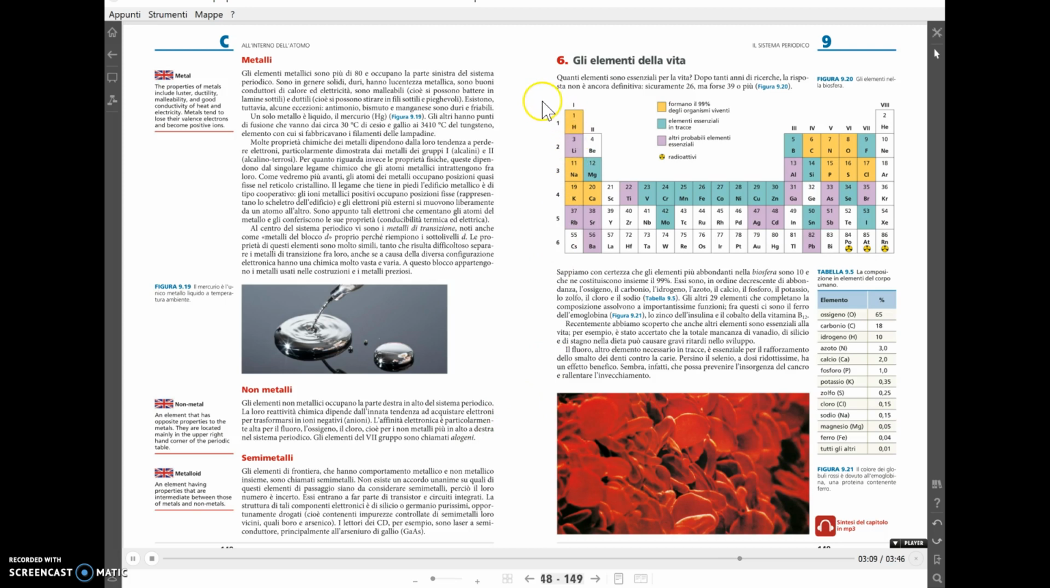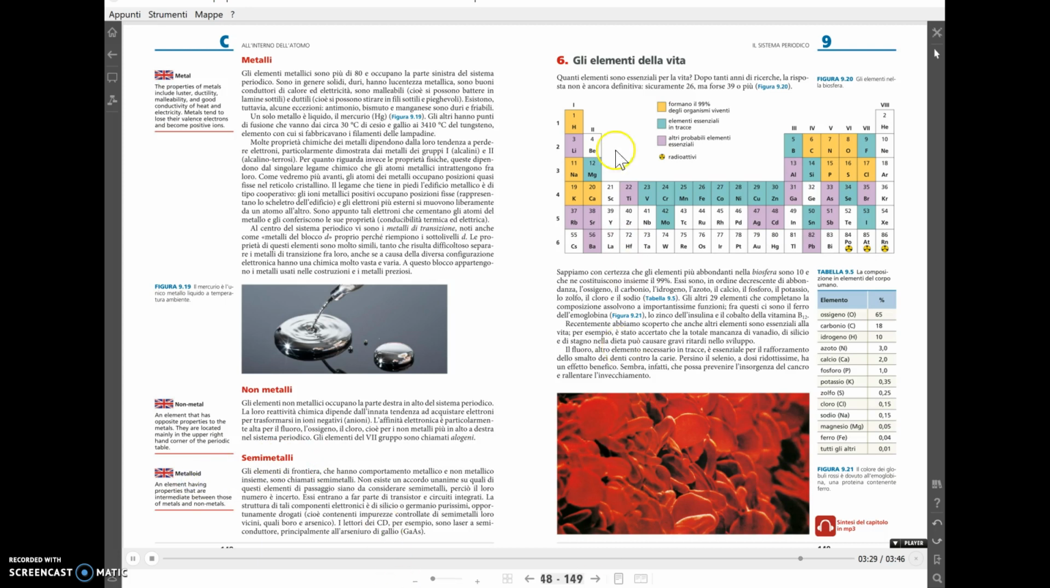Nonmetals occupy the right side of the periodic table. Their chemical properties depend on their tendency to accept electrons to become negative ions. The elements of group 7 are called halogens. Metalloids have intermediate or mixed properties of both metals and nonmetals.